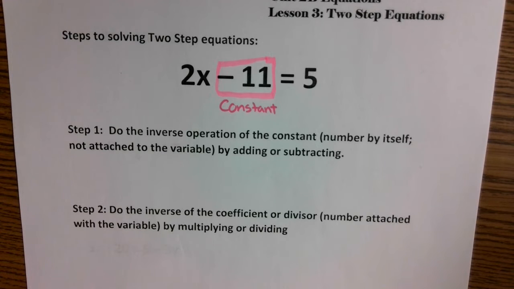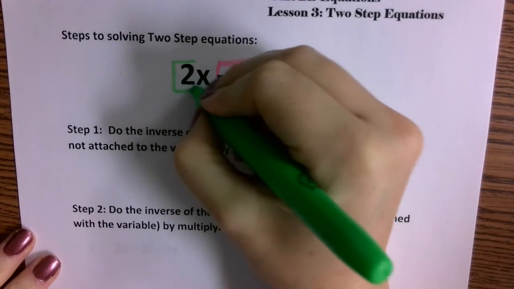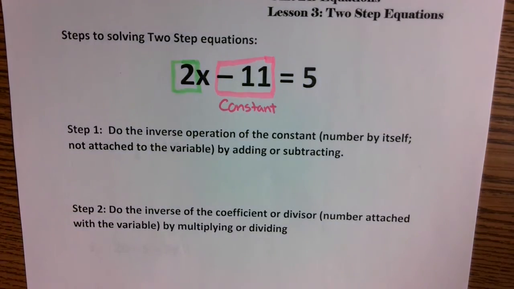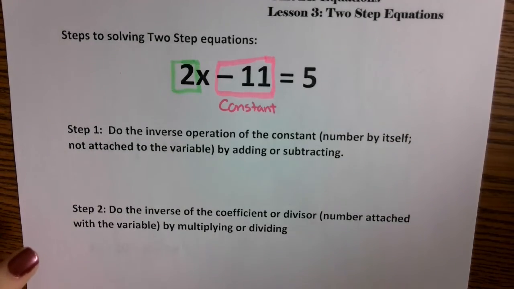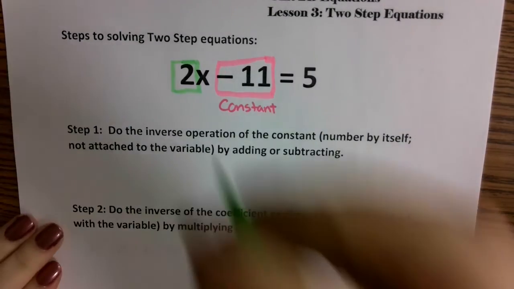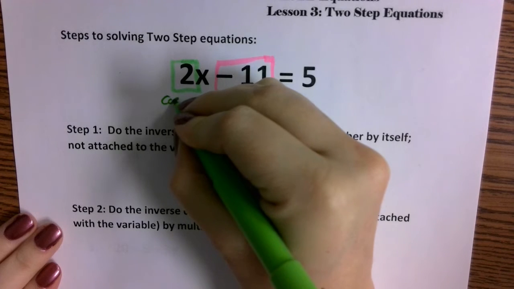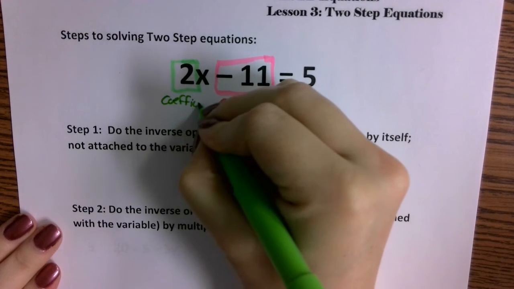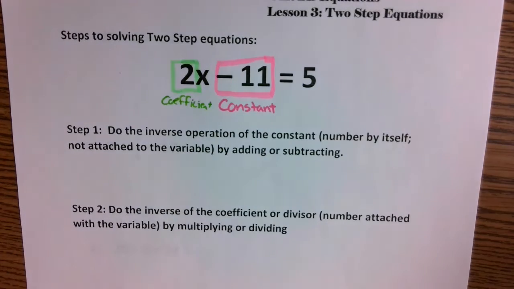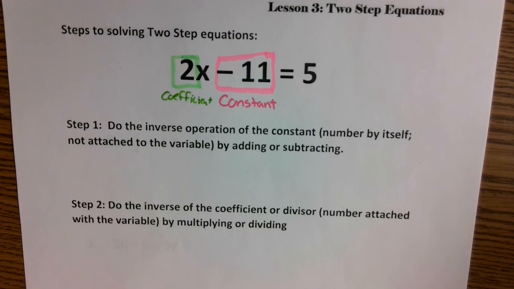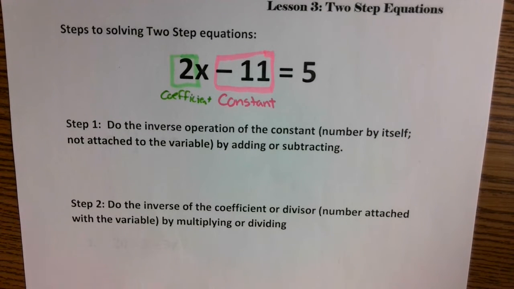Okay, the coefficient or divisor, because it could be a divisor as well. Your coefficient is going to be attached to the variable. A divisor is what you're dividing a variable by. That should be easy to understand.